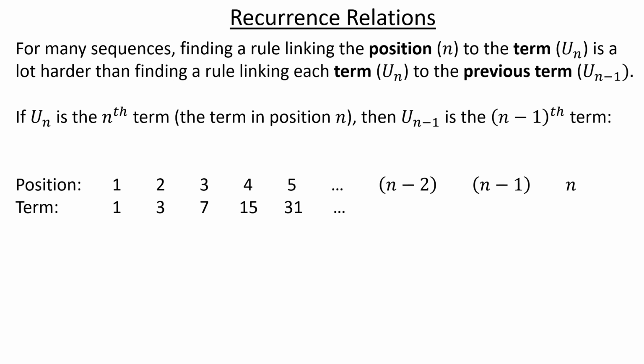Let's take a look at this way of describing sequences in a bit more detail. In general, we like the idea of having an nth term rule that's just in terms of n, but in some cases that's a little tricky to find. So for instance, if we've got the terms in this sequence 1, 3, 7, 15, 31, we can describe their position, that's just where they are in the sequence, the first term, the second term, the third term, and so on, all the way up to the nth term.